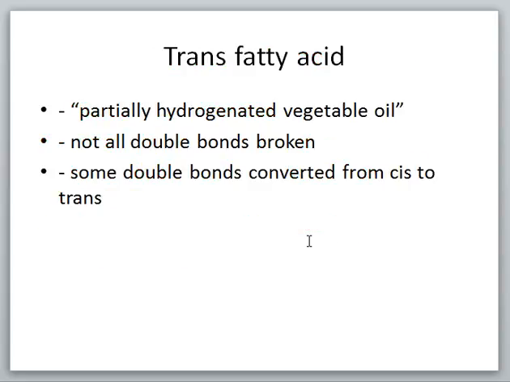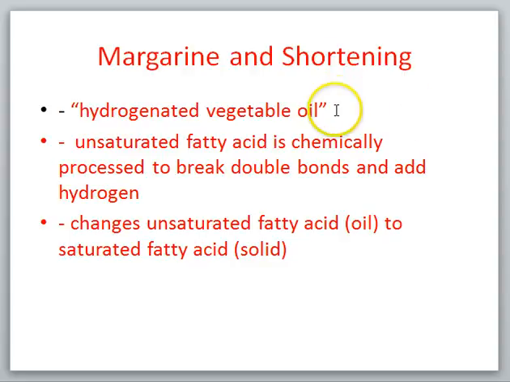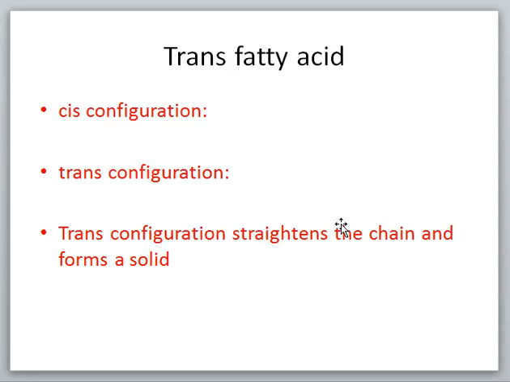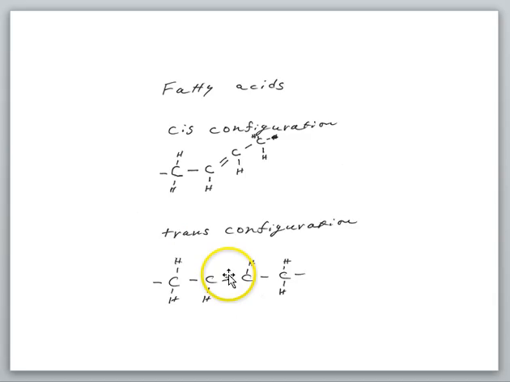a solid. Okay. Now then, we have this term trans fatty acid. This has been in the news for about the past decade or so. On a lot of food packages, you'll see the phrase partially hydrogenated vegetable oil. So when they attempt to do this, in many cases, not all the double bonds are broken. Some of these double bonds are converted from a cis arrangement to a trans arrangement. Okay, so we want to look at this trans configuration and cis configuration. The trans configuration straightens a chain and forms a solid.